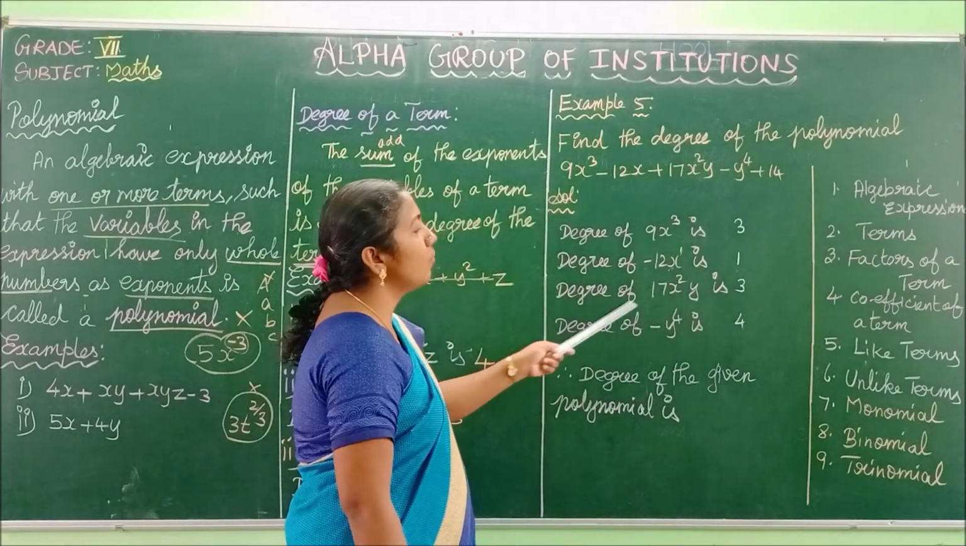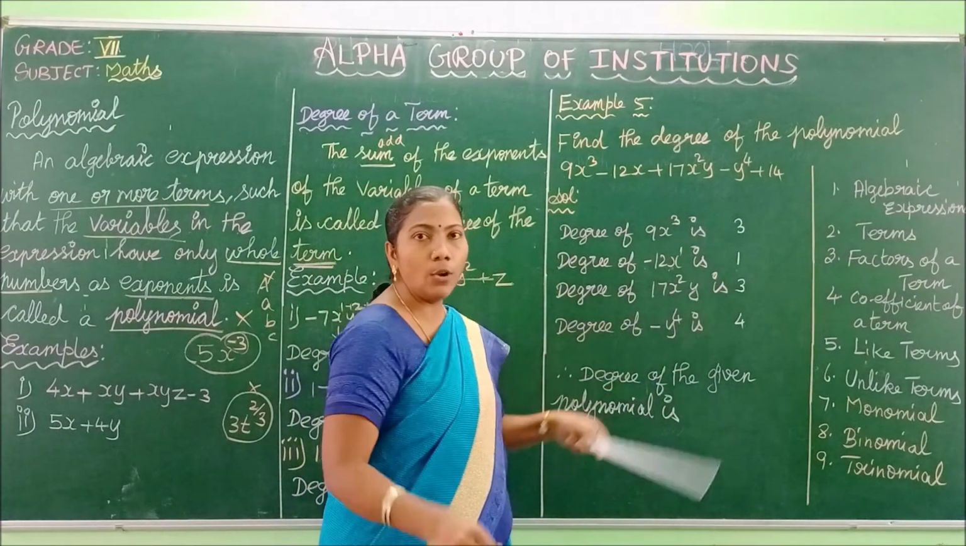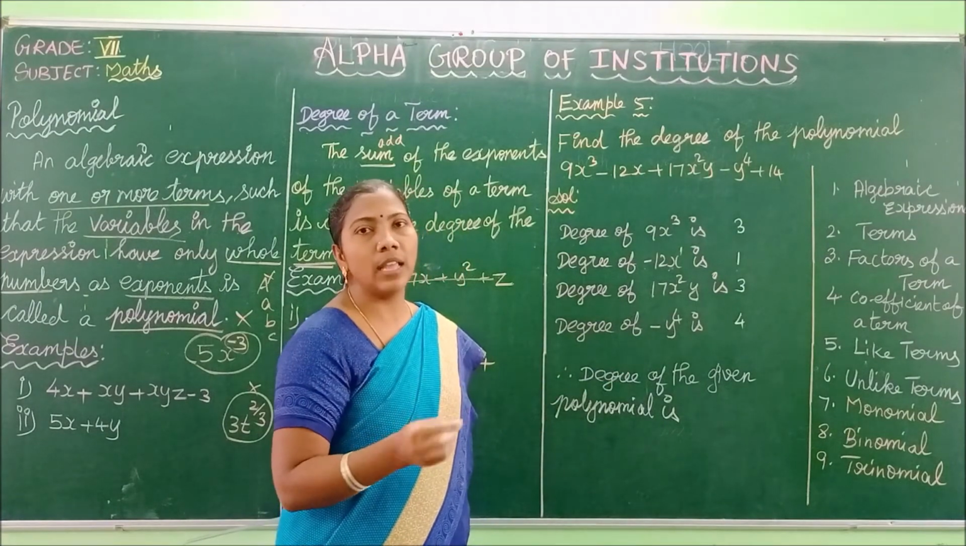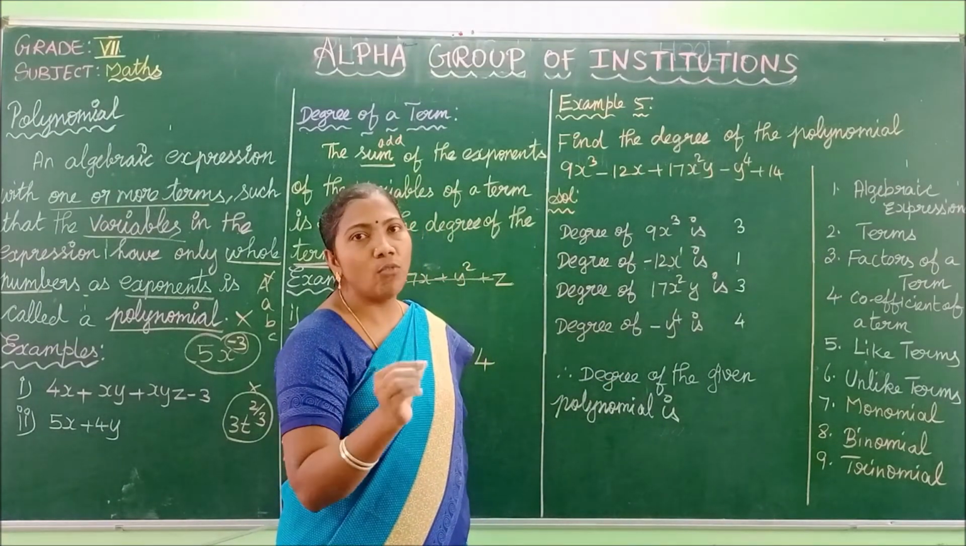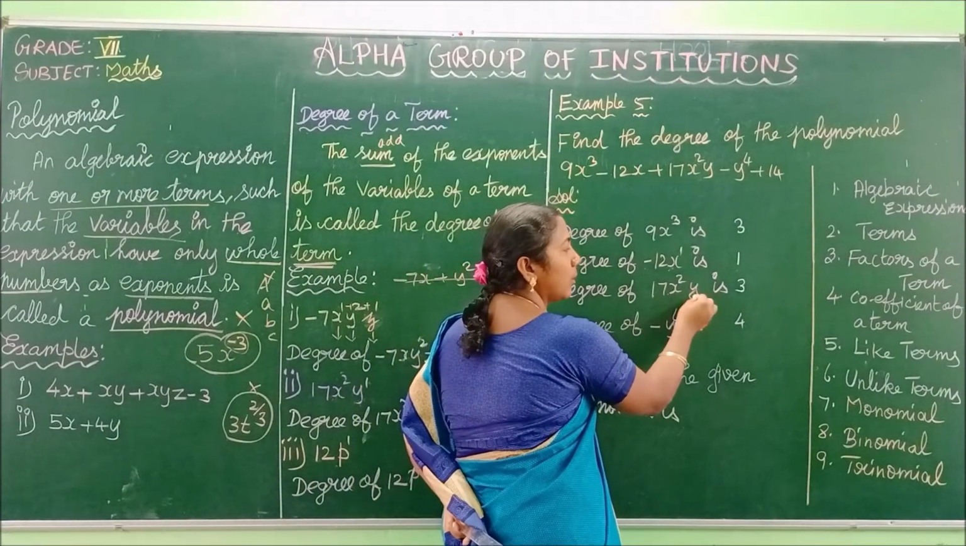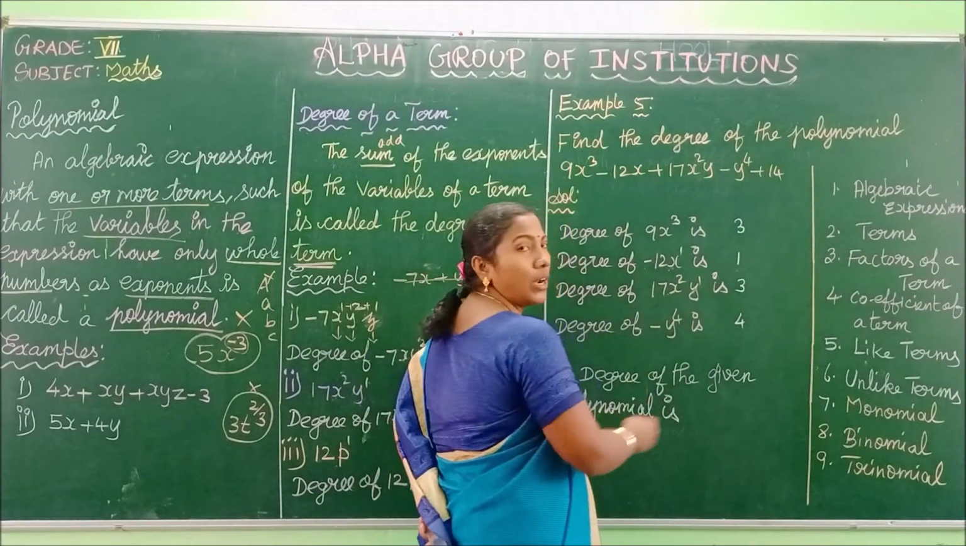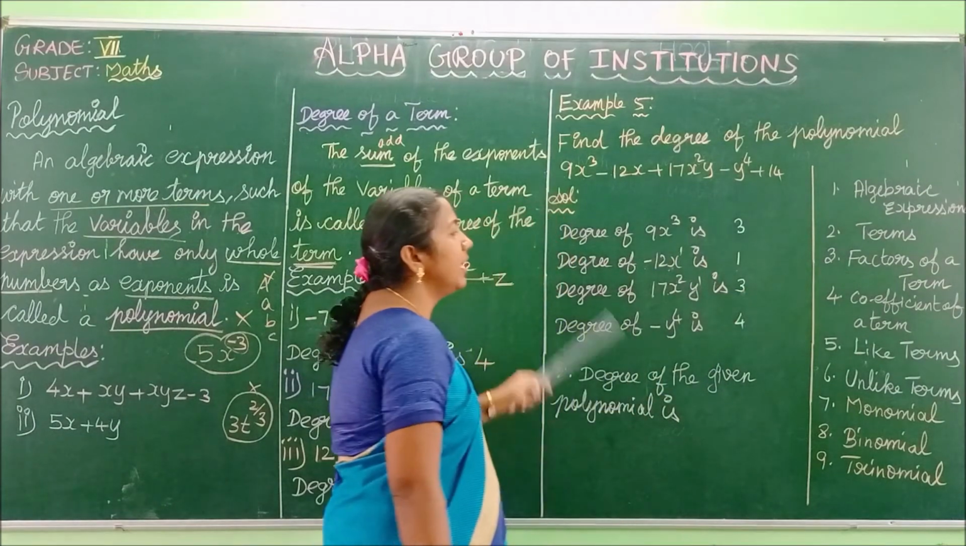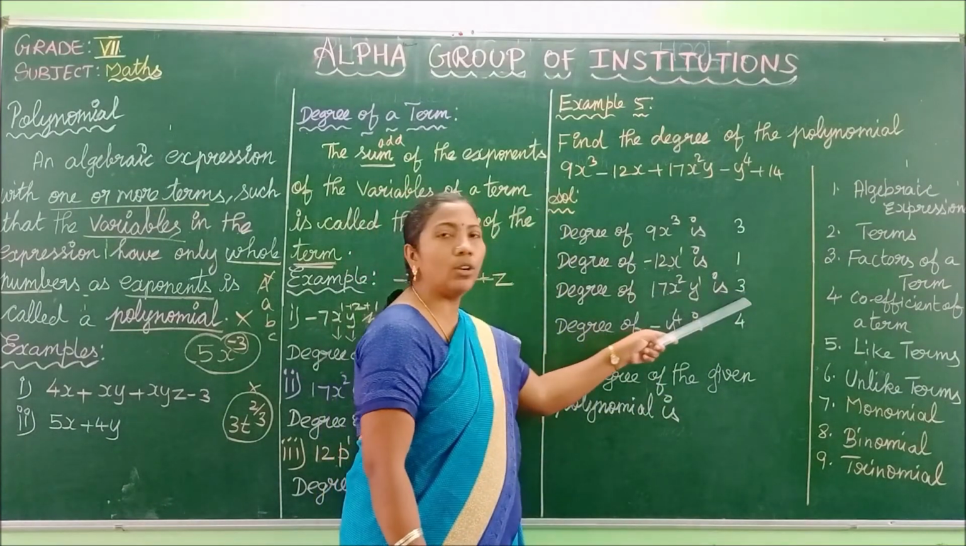So the degree of 17x square y. How do you calculate? You have to sum the exponents of the variables involved in that term. So you have to sum the powers. Here the power of the x is 2. Here the power of the y is 1. You have to add 2 plus 1, 3. Thus we get the degree of the term 17x square y equal to 3.